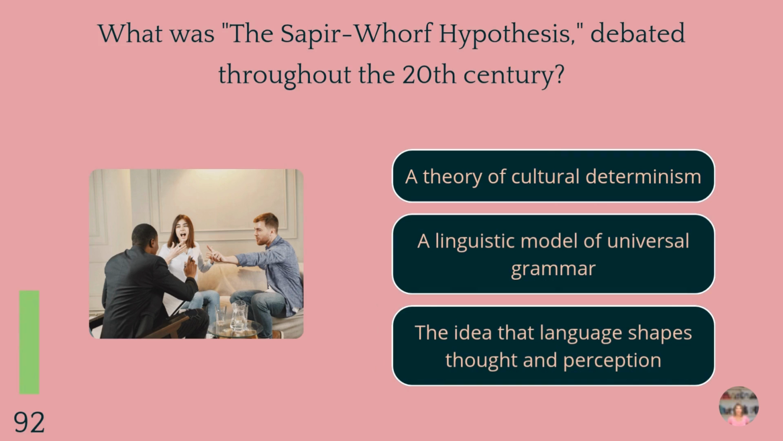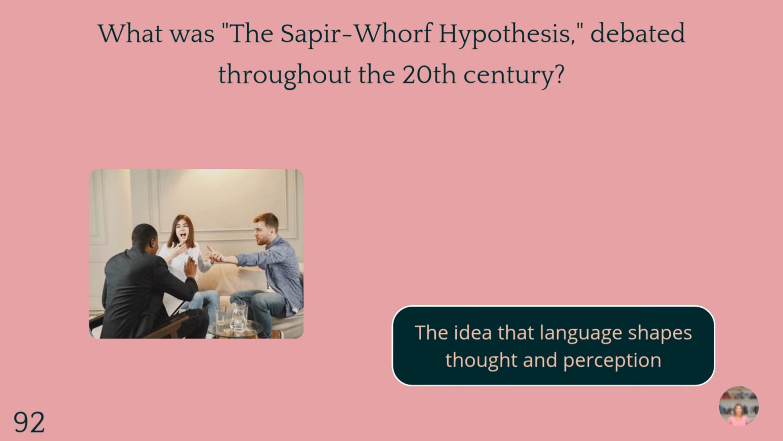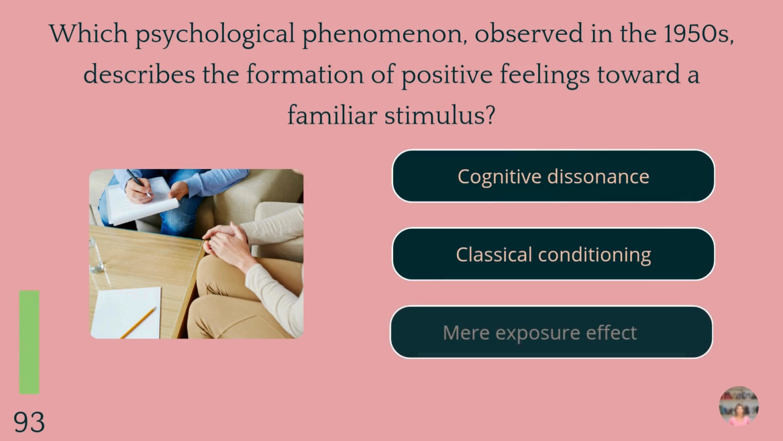What was the Sapir-Whorf hypothesis debated throughout the 20th century? A theory of cultural determinism, a linguistic model of universal grammar, or the idea that language shapes thought and perception? The idea that language shapes thought and perception.